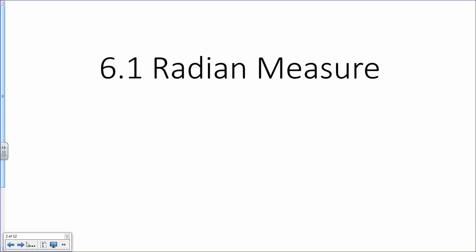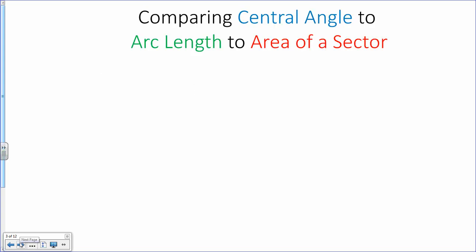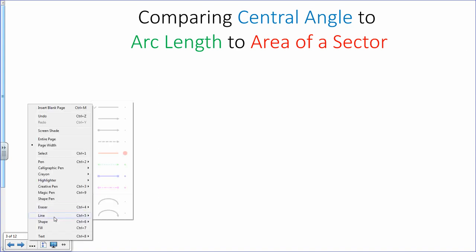When you are ready, we're going to go ahead and start these notes. This is your title for today. We are still in 6-1. We're just going to take it a little bit different direction today. Today we're going to talk about comparing central angle to arc length to the area of a sector, because all of these are closely related to each other.